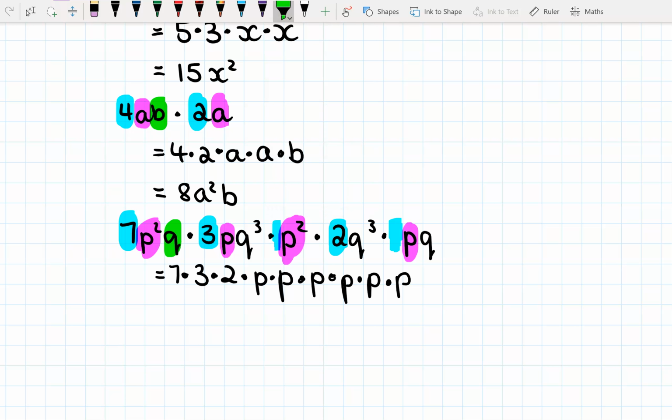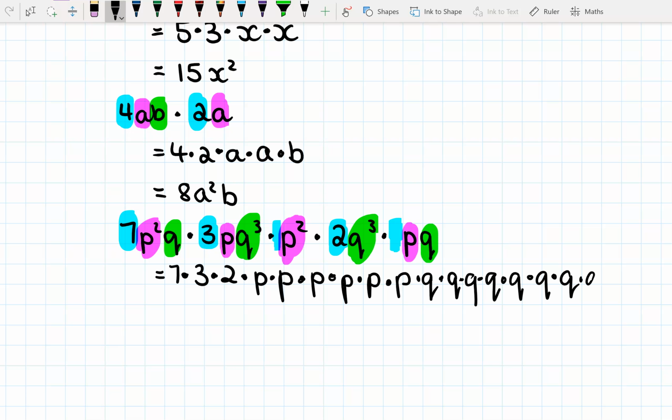Then we'll look at the q's. In our first one we just have 1, so times q. In the next one we have 3, so that's times q, q, q. 3 of them there. And then in our next one we have nothing, and then the following one 3 again, so times q, times q, times q. And then in our last one, we have again just 1 q, so times q.